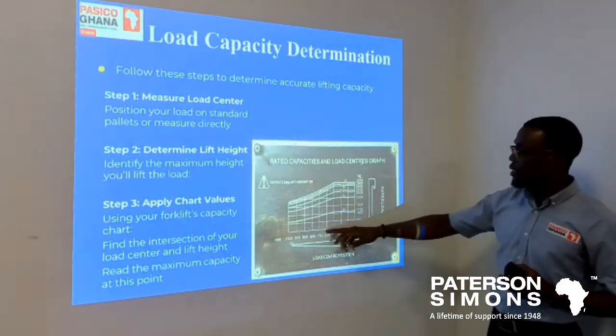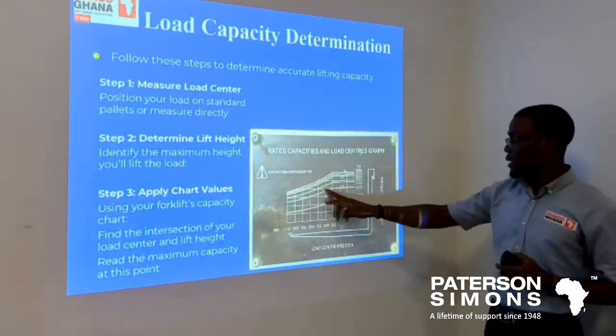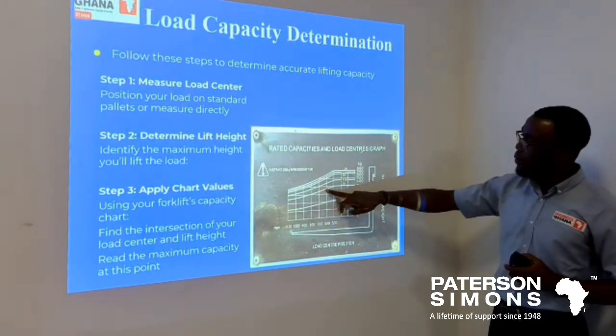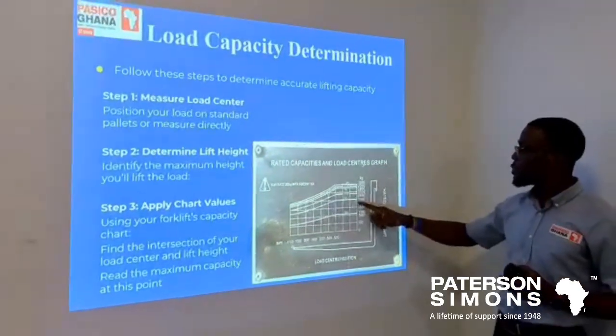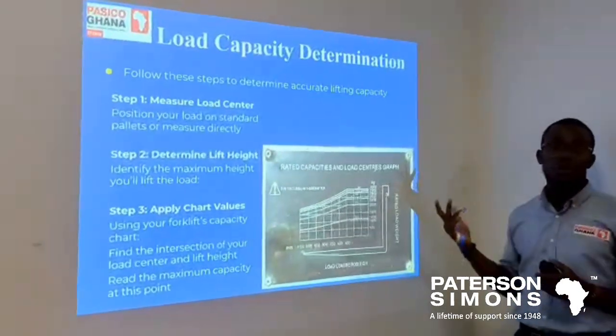At a load center of 600 mm and a height of 3 meters, that is where the two points intersect. When we come back to the capacity chart, we see that our capacity will be somewhere around 1,800 thereabout. That's how we read the load chart.